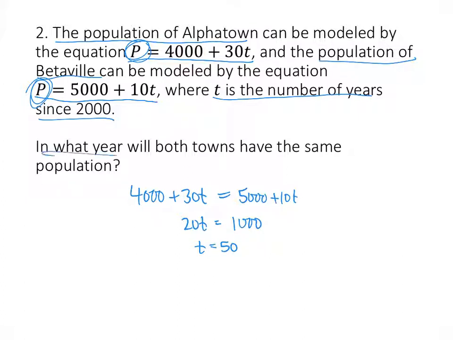Now again, we have to be careful that we answer the question. The question says, in what year? And the answer to the question, in what year, is not 50. Remember, t represents the number of years since 2000. So 50 here represents the year 2050. So the answer to our question is that in the year 2050, that's when the population of the two towns will be the same.